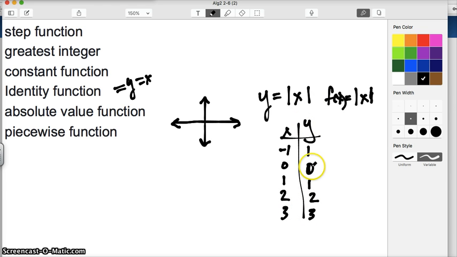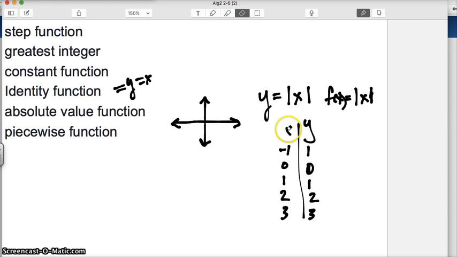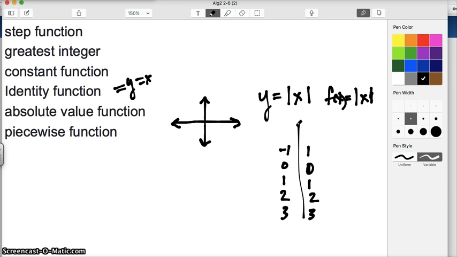And so what you notice is it looks like the identity function here, but here we have this little thing here. Like, why is this different? Well, because absolute value makes things positive. So what I want to do is kind of investigate what would have happened if I had some more negative numbers. Let's say like negative 2 or even negative 3 in for my x values.